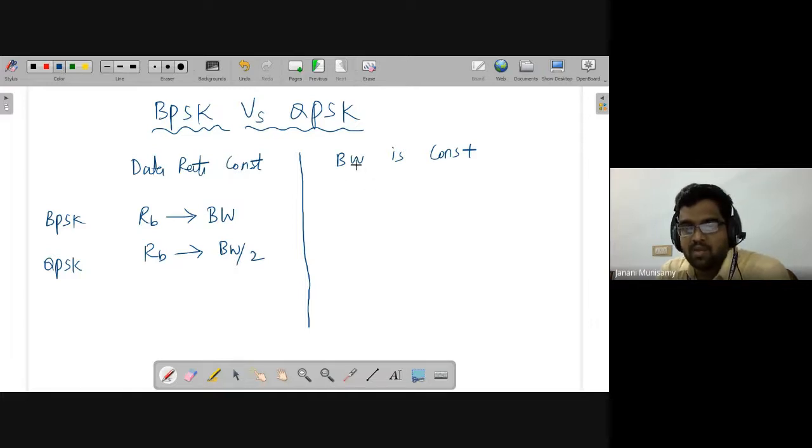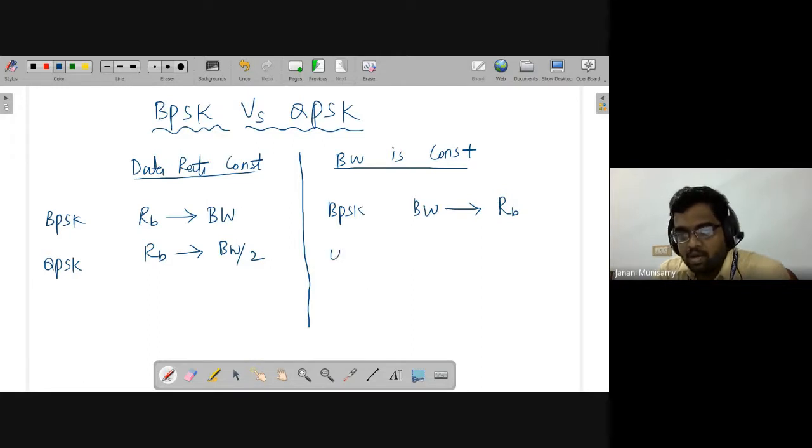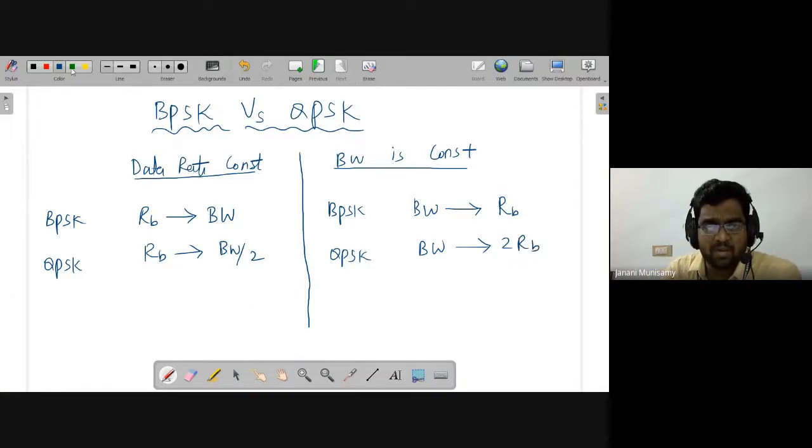Or otherwise, the same thing we can consider in a different manner, like considering bandwidth as constant. So in case of BPSK, I am having some bandwidth. Using that bandwidth, I can send Rb amount of data. In case of QPSK, I cannot change the bandwidth because bandwidth is fixed. But once you go for the QPSK scheme, using the same bandwidth, instead of sending Rb, now I can send 2 times Rb.